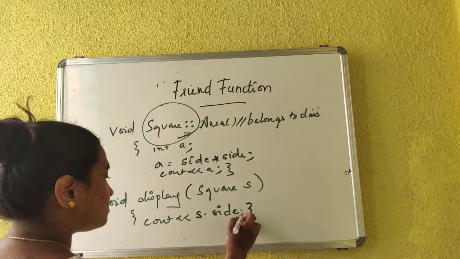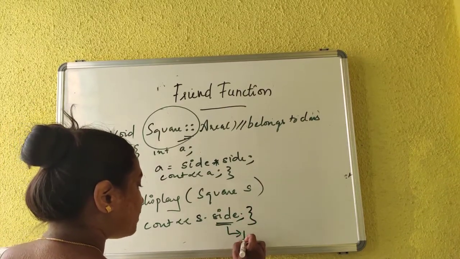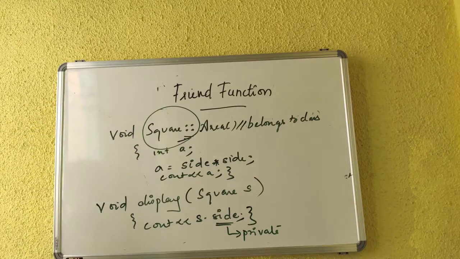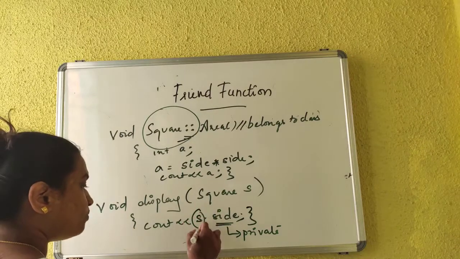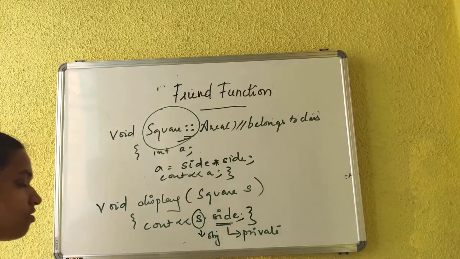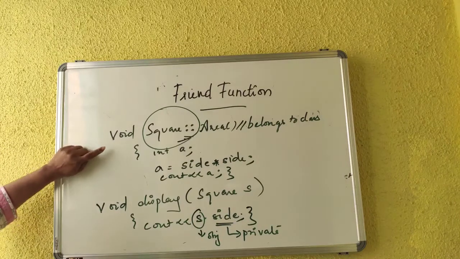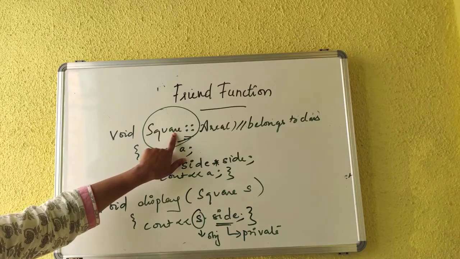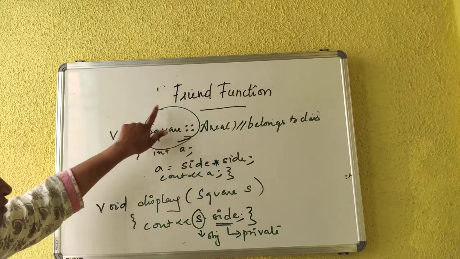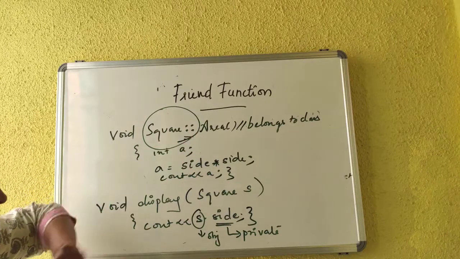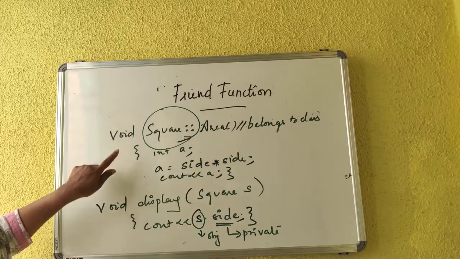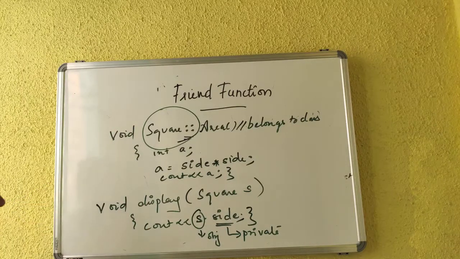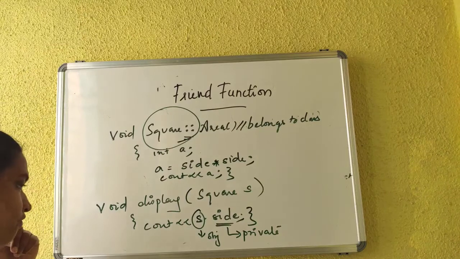Here you can see the difference. Side is a private member. Still you can use it outside the class using the object of the class called S. That is the difference between a member function and a friend function. In the member function, when you define it outside the class, you have to use the class name followed by the scope resolution operator. Whereas when you define a friend function outside the class, you need not use it.